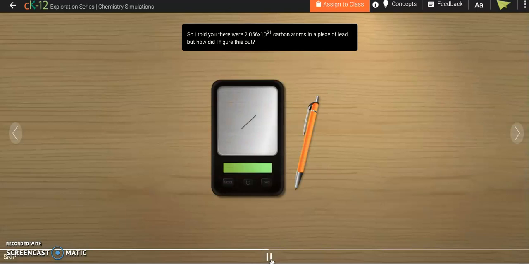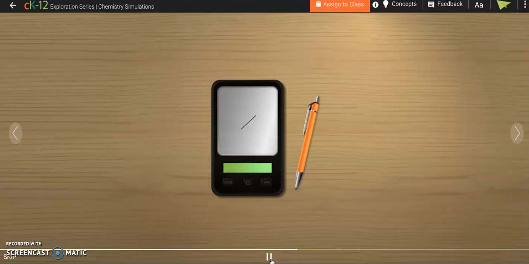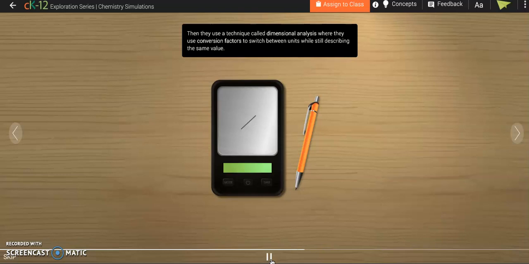So I told you that there were 2.056 times 10 to the 21st carbon atoms in a piece of lead, but how did I get to that number? Since atoms are too small to count, scientists measure mass or volume of atoms. They use a technique called dimensional analysis, where they use conversion factors to switch between units while still describing the same value. For example, if the pencil lead has a mass of 0.041 grams, you can calculate the number of carbon atoms in the pencil lead using conversion factors.